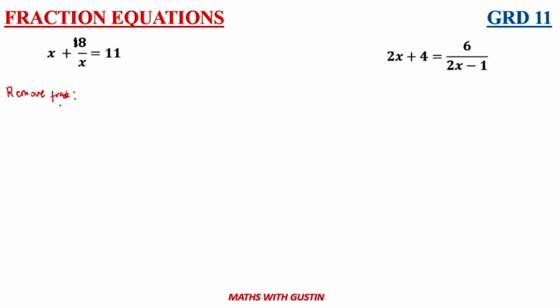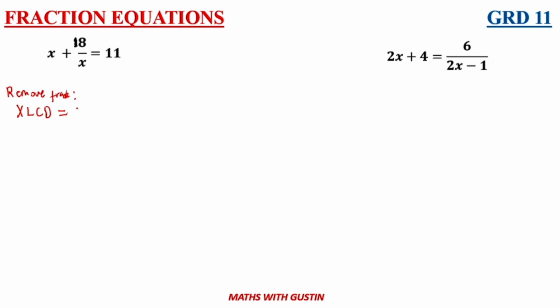You do this by multiplying everything by the LCD. Remember, here you are not simplifying, so you need to multiply everything by the LCD. If it was simplify, you would take the lowest common denominator and then simplify. So in this case, the example is x plus 18 over x is equal to 11.